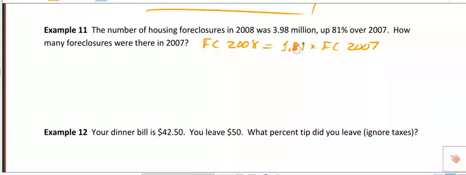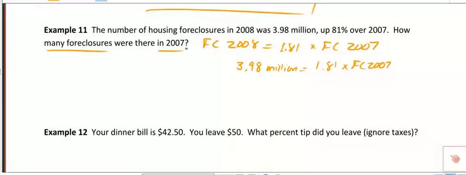So just look at the way I've interpreted this problem to begin with. The foreclosures of 2008 represents a number that is 81% higher than the foreclosures in 2007. And if I want to add 81% to a number, then I'm going to multiply it by 1.81. So I've actually created a small equation. The 2008 foreclosures, which was 3.98 million, is equal to 1.81 times the foreclosures in 2007, which is what I'm trying to find. I'm trying to find out how many foreclosures there were in 2007.